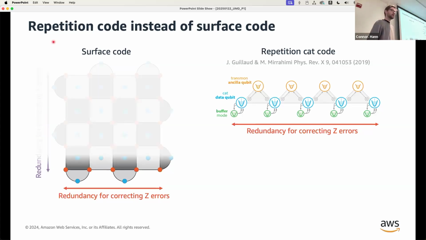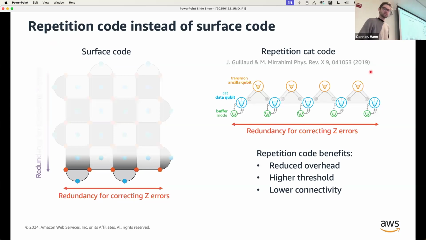And so if we take away that redundancy, we're essentially just left with a one-dimensional chain, if you like, a repetition code. And in fact, the observation that you could combine these bias noise cat-qubits with a repetition code to get a good logical qubit was first proposed in this theory paper here. And it's worth emphasizing that this is really the whole benefit that we're expecting from these bosonic qubits.